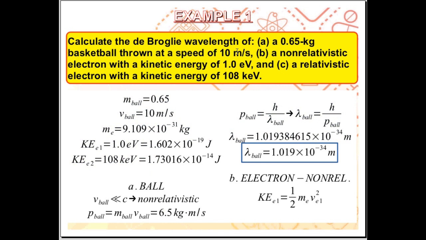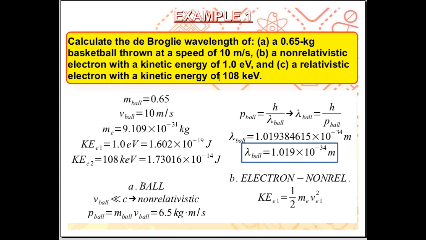Calculate the de Broglie wavelength of a 0.65 kilogram basketball thrown at a speed of 10 meters per second, a non-relativistic electron with a kinetic energy of 1 electron volt, and a relativistic electron with a kinetic energy of 108 kilo electron volts. So we have the basketball. Mass of the ball is 0.65 kilograms. Speed of the ball, V ball, is 10 meters per second.